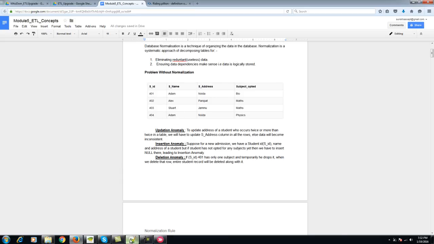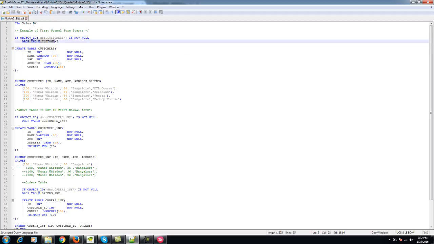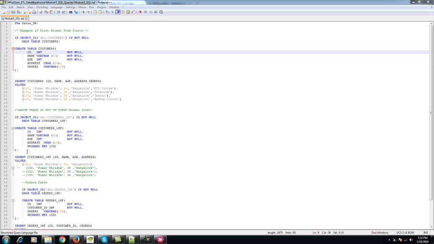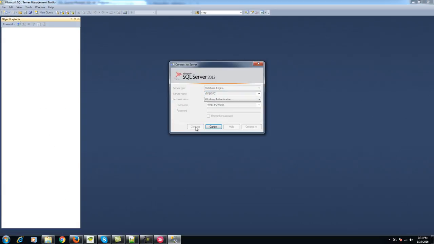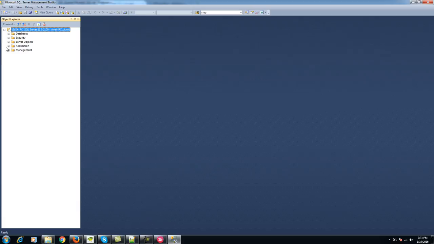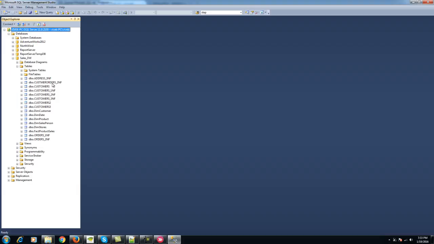I have a query, and I have a customer table. Let me open my SQL Server Management Studio. I have created a sales warehouse database, and within that I have created a table. This customer table is not in any normal form. So let's see what data it contains.